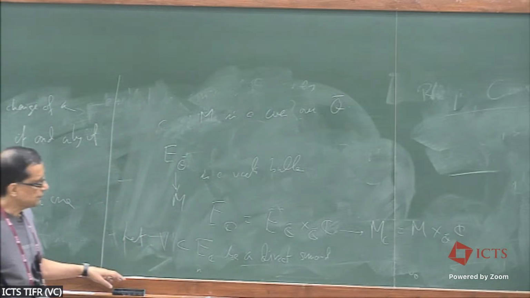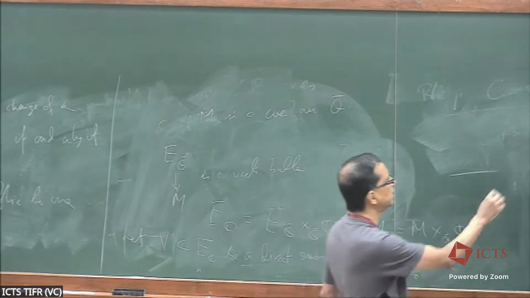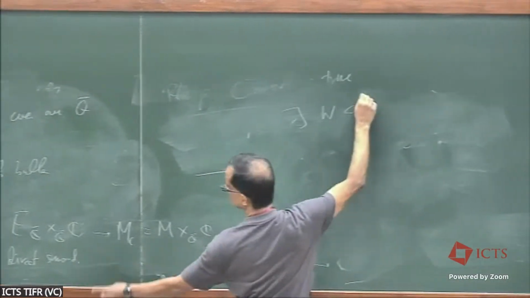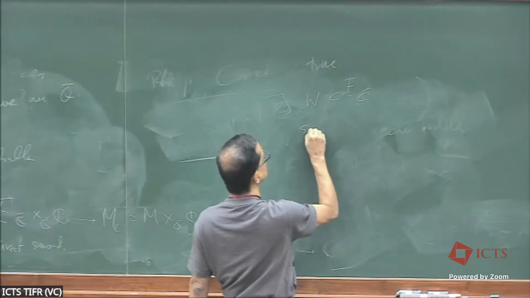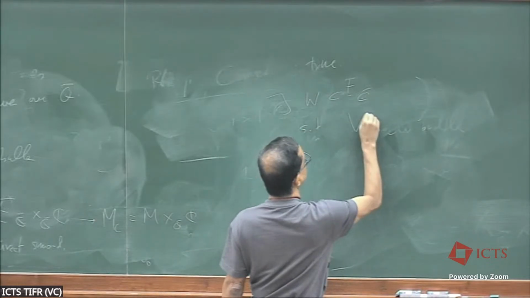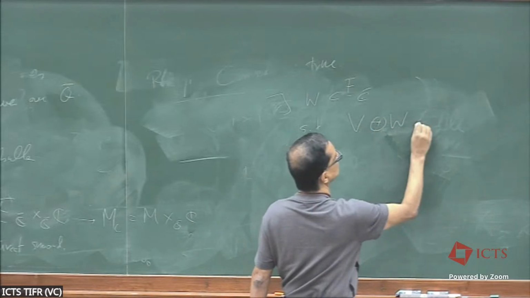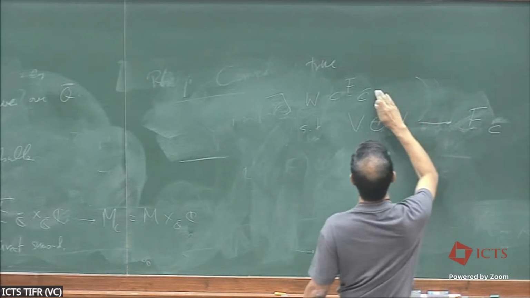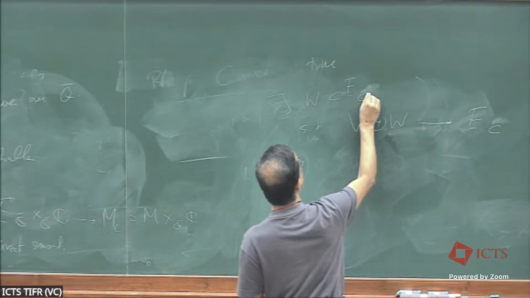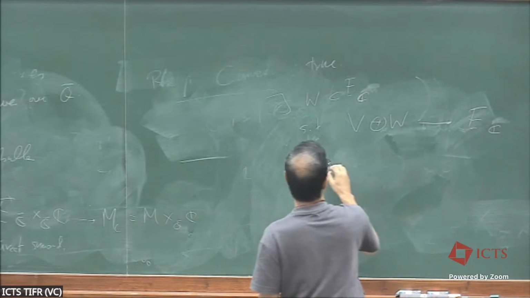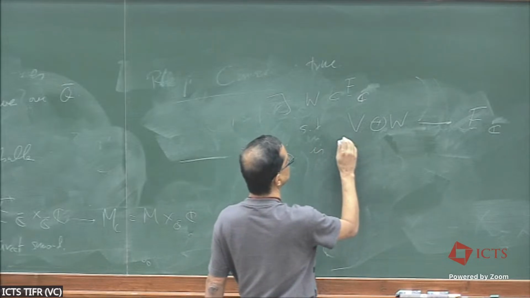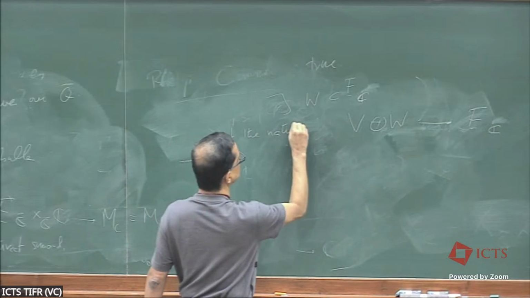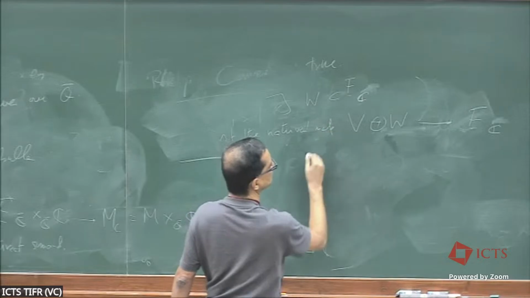What does that mean? This means there exists another vector bundle W so that the natural map E direct sum W to E_C is an isomorphism.